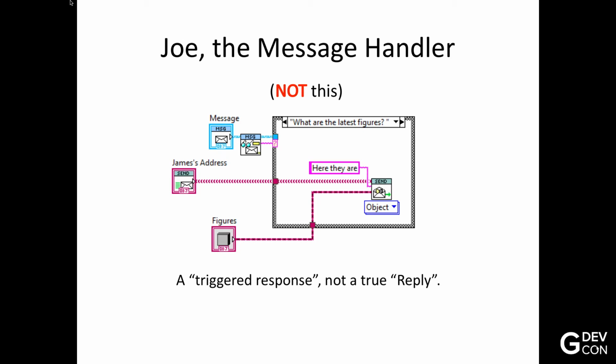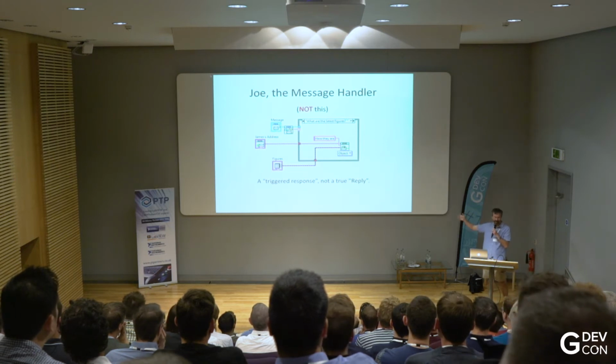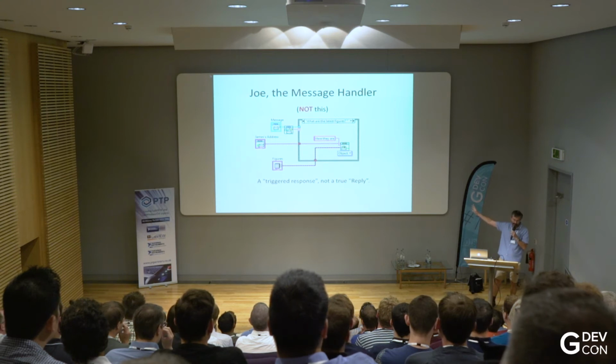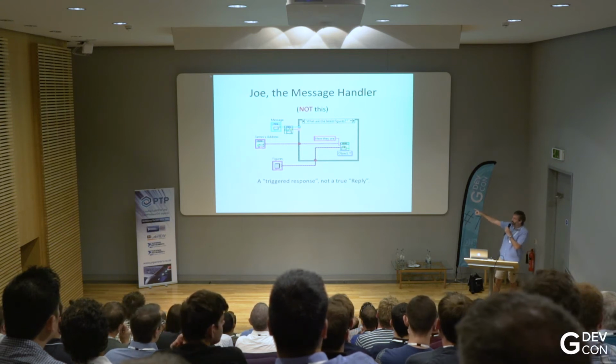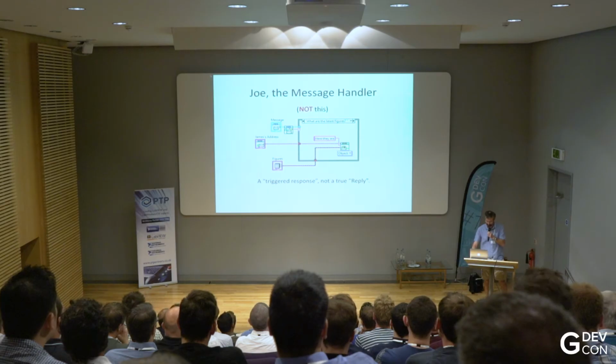This is what you should not do for request reply. Here, Joe has received the message, what are the latest figures? And so it's sent to me, here they are. That's not really a request reply. That's like a stimulate. He was stimulated. Anyone could have sent the message, what are the latest figures, not just me. He's assuming it was me. And when it comes back, here they are. I've got to know what am I doing with this? Here is what? I don't know. It doesn't tell me anything.